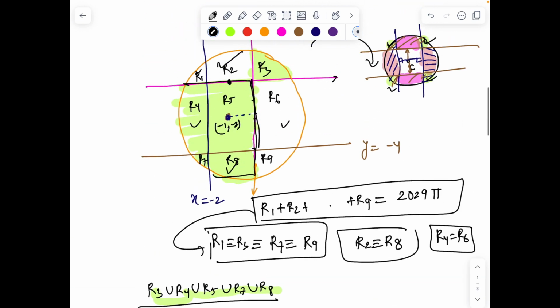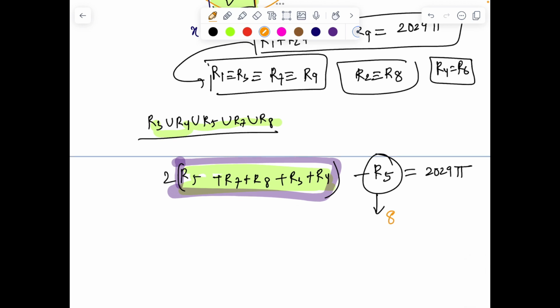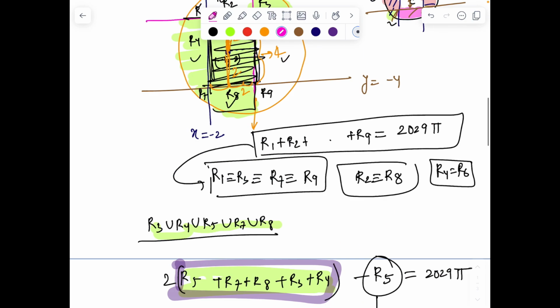Now very interestingly, what is the area of R5? This region 5 is just a rectangle. And by the very construction we have seen the depth of this rectangle was 2 and 2, so this length is 4, and this side length is 2. That gives me 8 as the area of the rectangle. So now the question is already done. The total answer is (2029 pi plus 8) divided by 2. Okay, so this is the answer for the first problem.